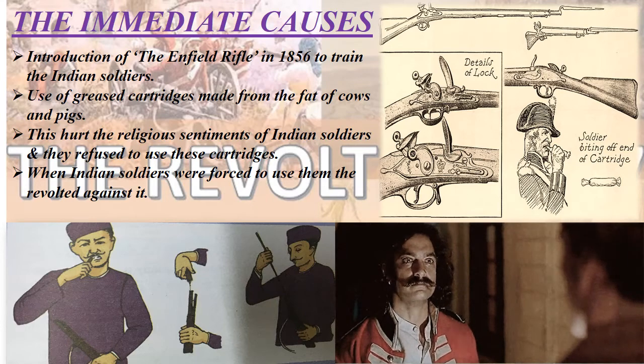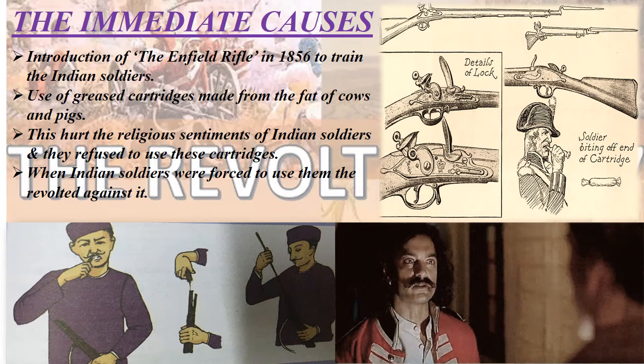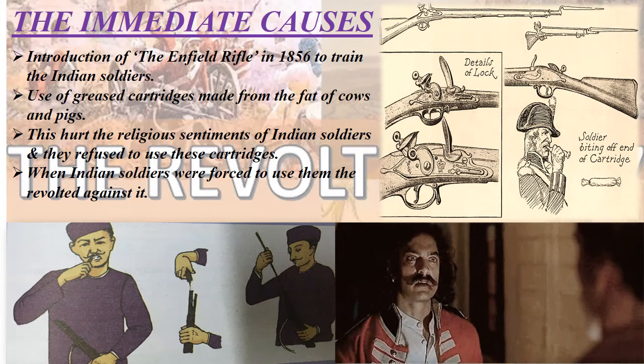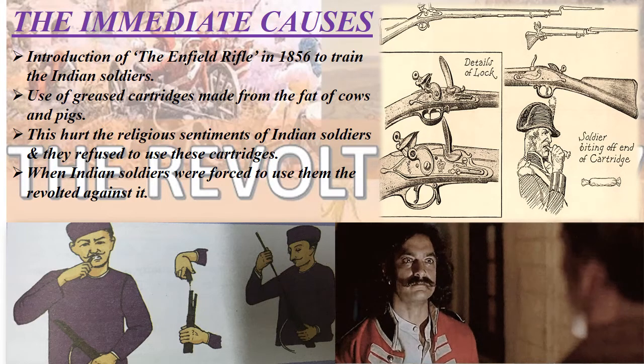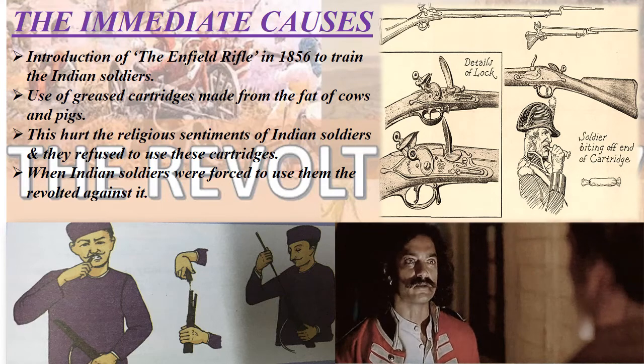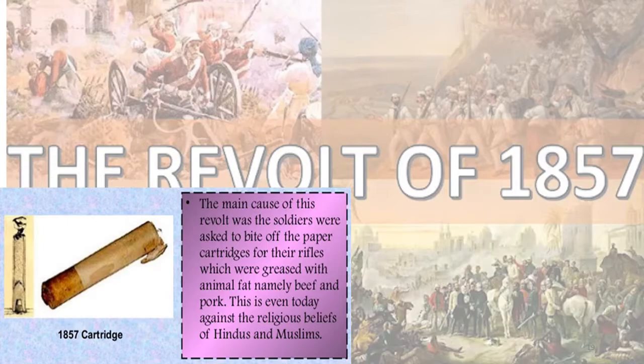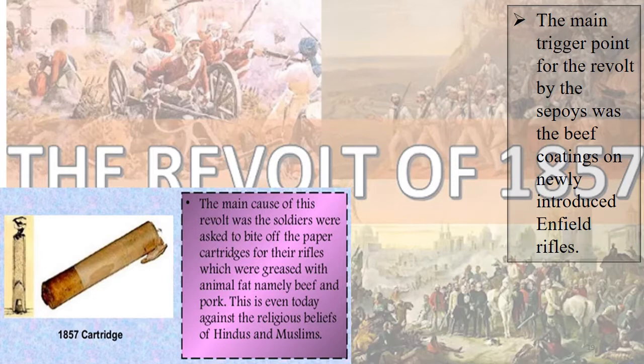The sepoys believed that the British were deliberately using the greased cartridges to defile the religion of both the Hindus and the Muslims. And so, the sepoys refused the use of cartridges. This episode of greased cartridges was the immediate cause for the revolt.